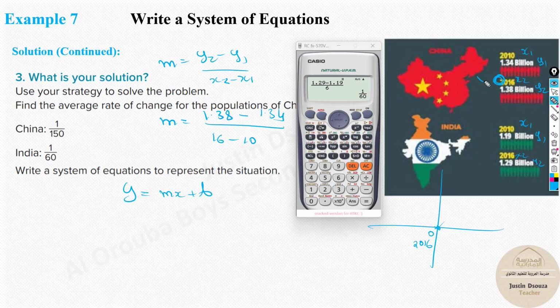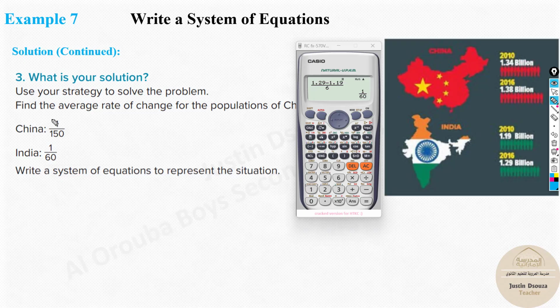So this is the x value. What is the y value? This is 1.38. Now if you substitute over here, y is 1.38 equals, what is m? m we found out was 1 by 150, multiplied with x, which is 0, plus b. What is the value of b? This will be 1.38. So the last value, the recent value which you have, will be the intercept.